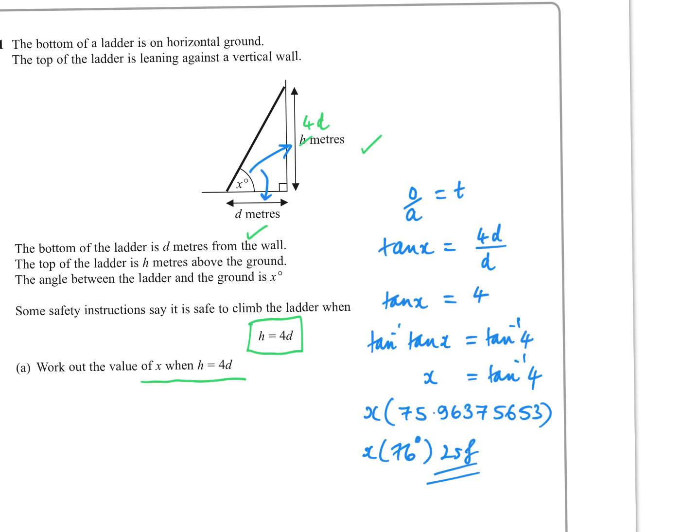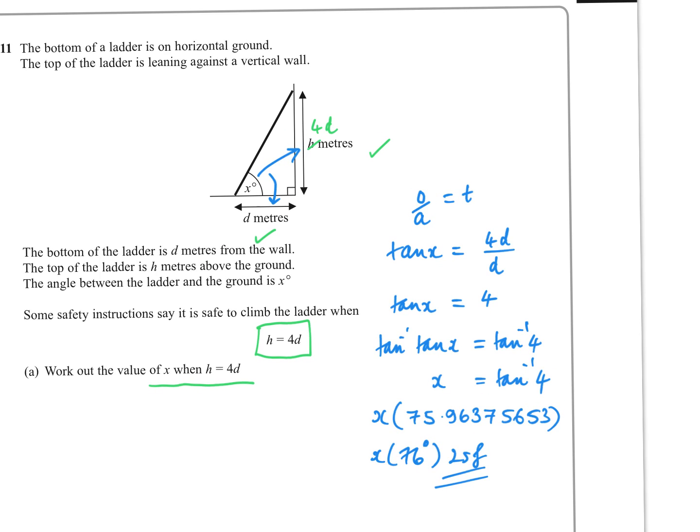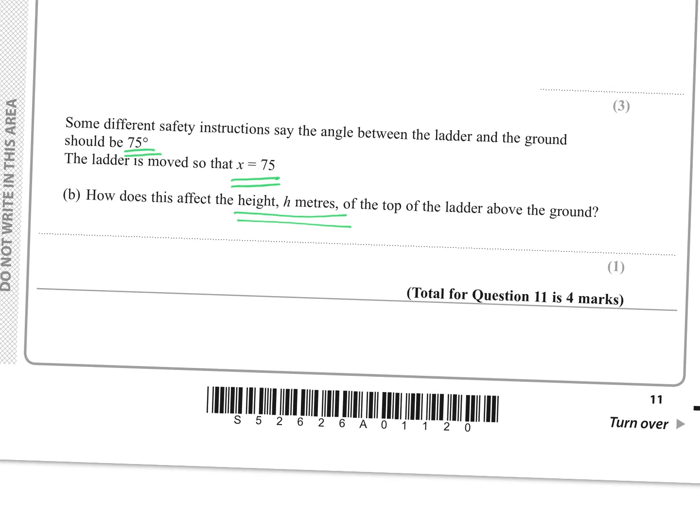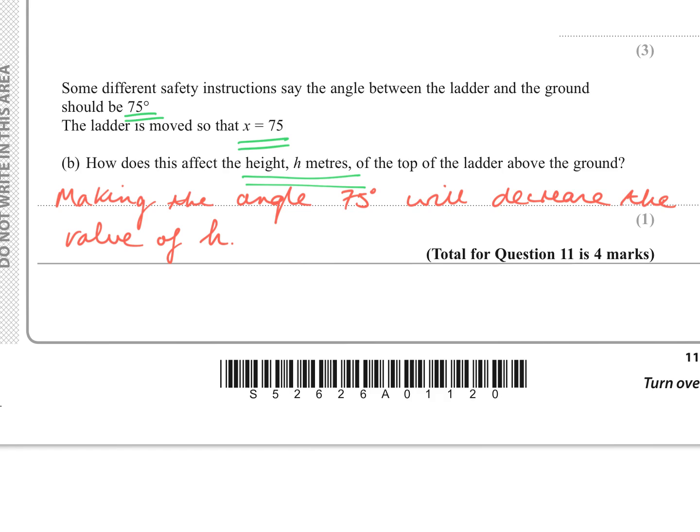So surely if the angle is decreased here by nearly 1 degree, then to do that I'll exaggerate it here. The height's going to be less. So that's what my explanation is going to say. It's going to say that making the angle 75 degrees will decrease the value of h.